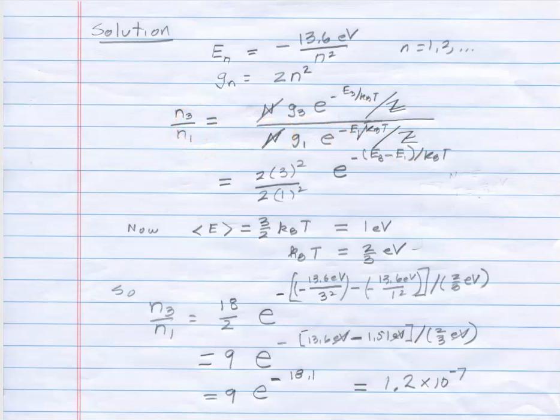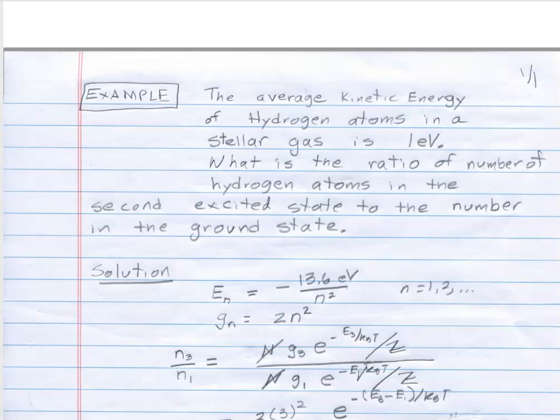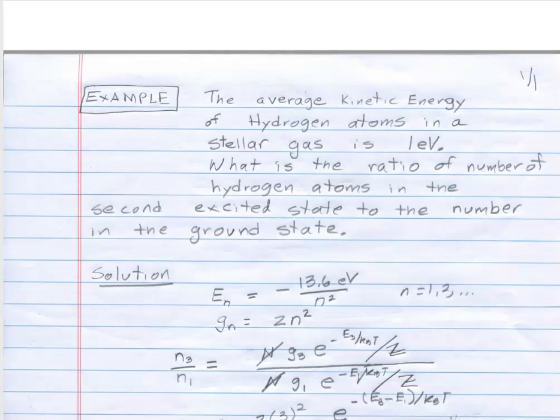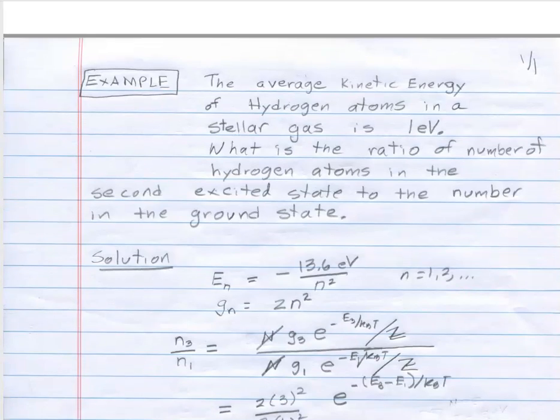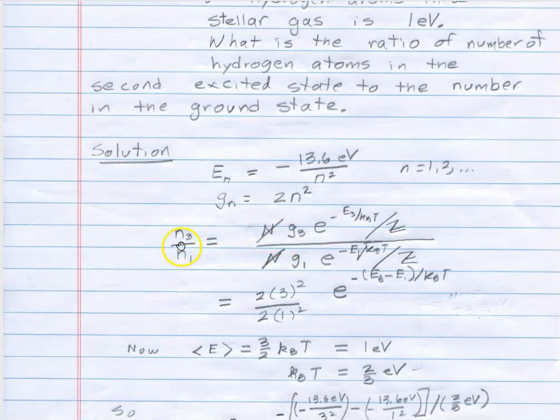And what we're asked is the number of particles in the second excited state, the ratio of that to the ground state. So we're asked n3. Remember, the second excited state: the first excited state is n equal to 2, the ground state is n equal to 1, and so the second excited state is 3. So I represented the number of particles in that level as n3, to the number of particles in this gas in the ground state.